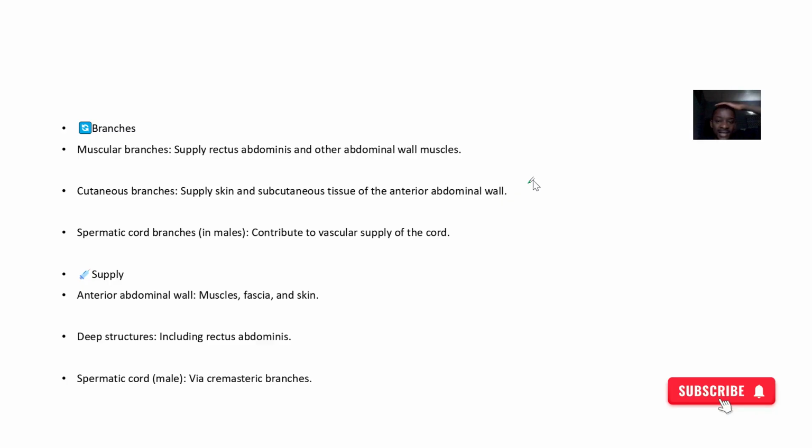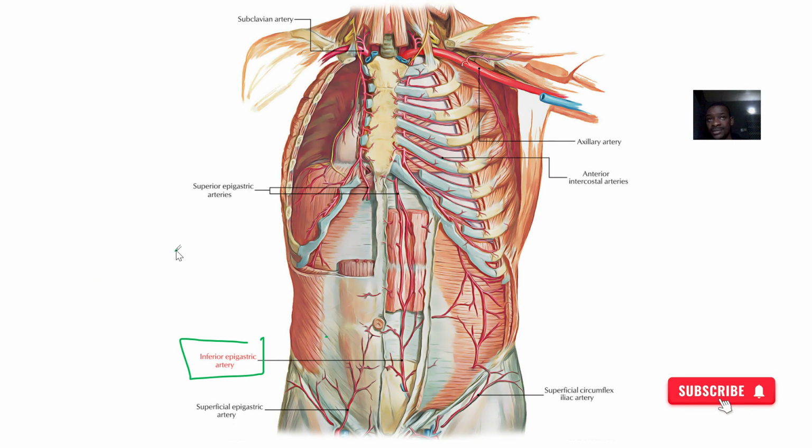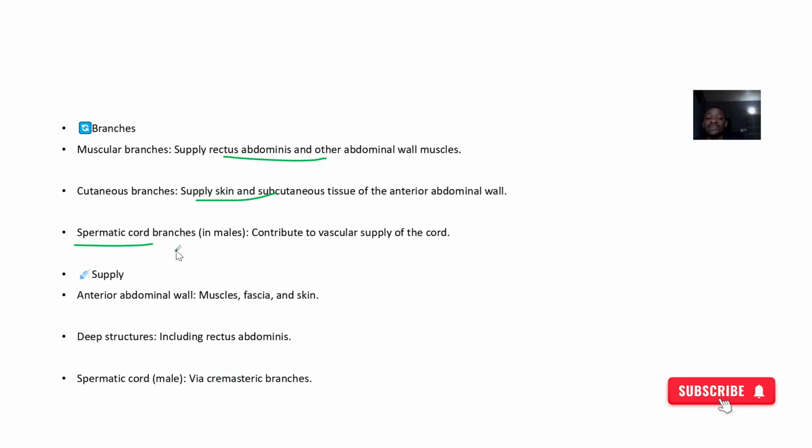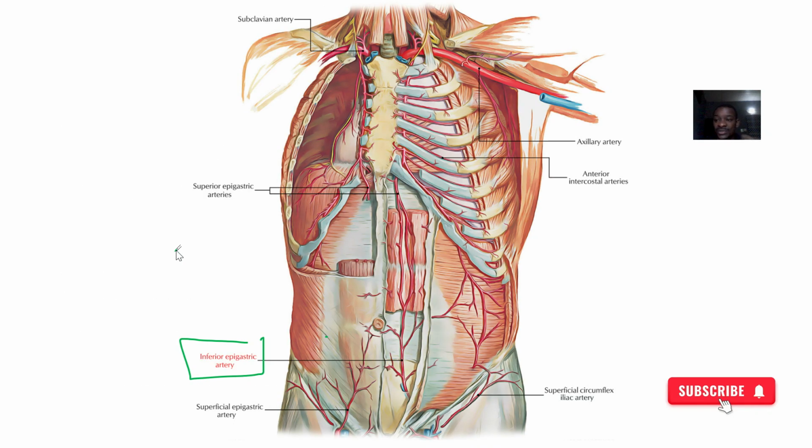So branches, it has muscular branches which supply the rectus abdominis and other abdominal wall. It has cutaneous branches that supply the skin and the subcutaneous tissues. It has spermatic cord branches, which supply the spermatic cord in males.